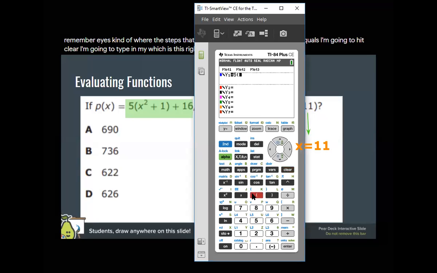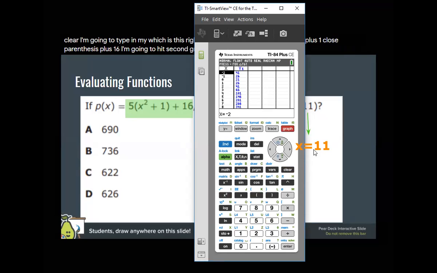So 5 parentheses x squared plus 1 close parentheses plus 16. I'm then going to hit second graph to pull up my table, and I'm just looking for when x equals 11. So I'm going to go all the way down, hit x equals 11, and the answer I get is 626. So 626 is going to be our answer, which is answer choice D.